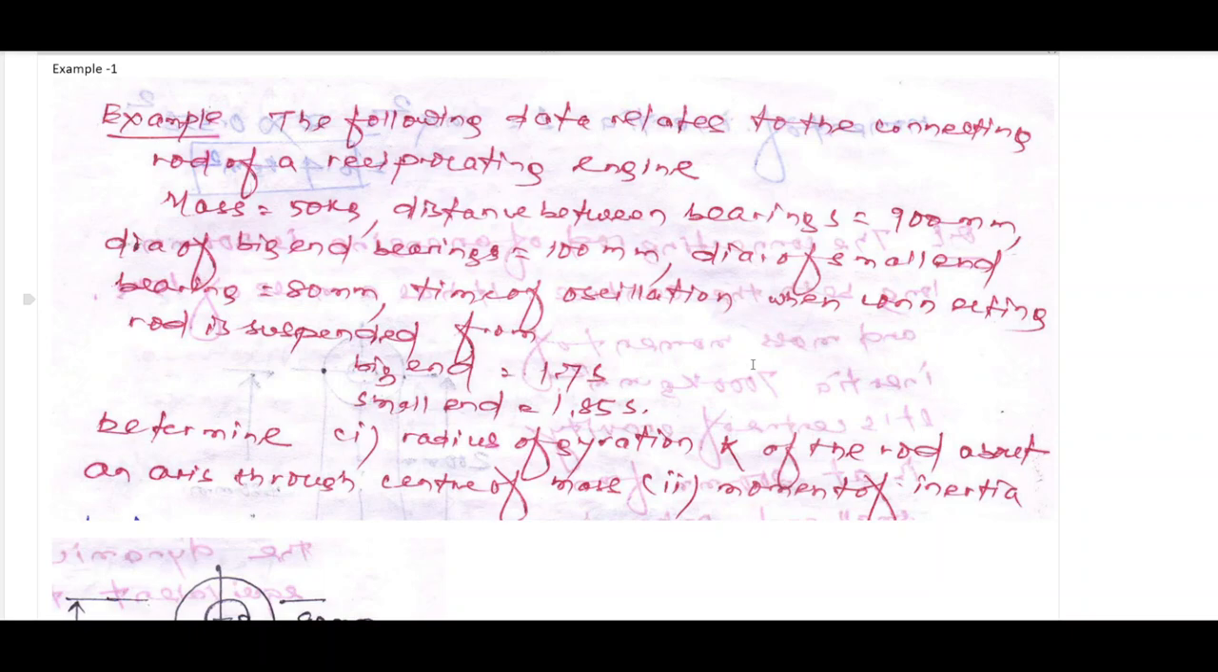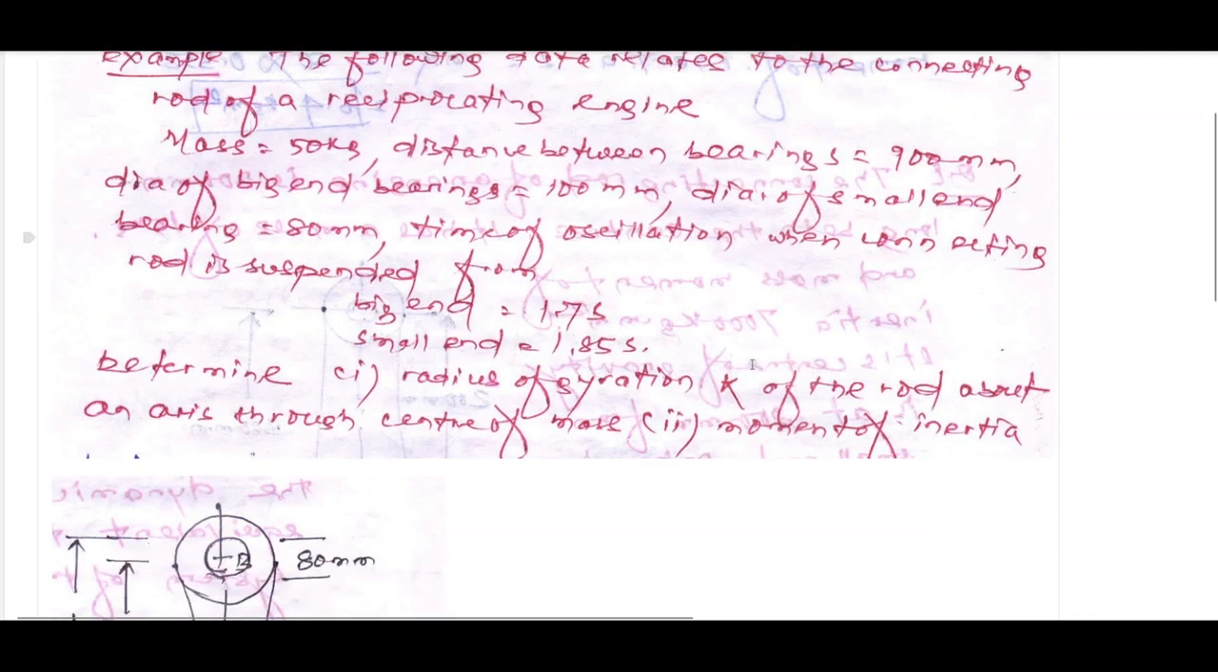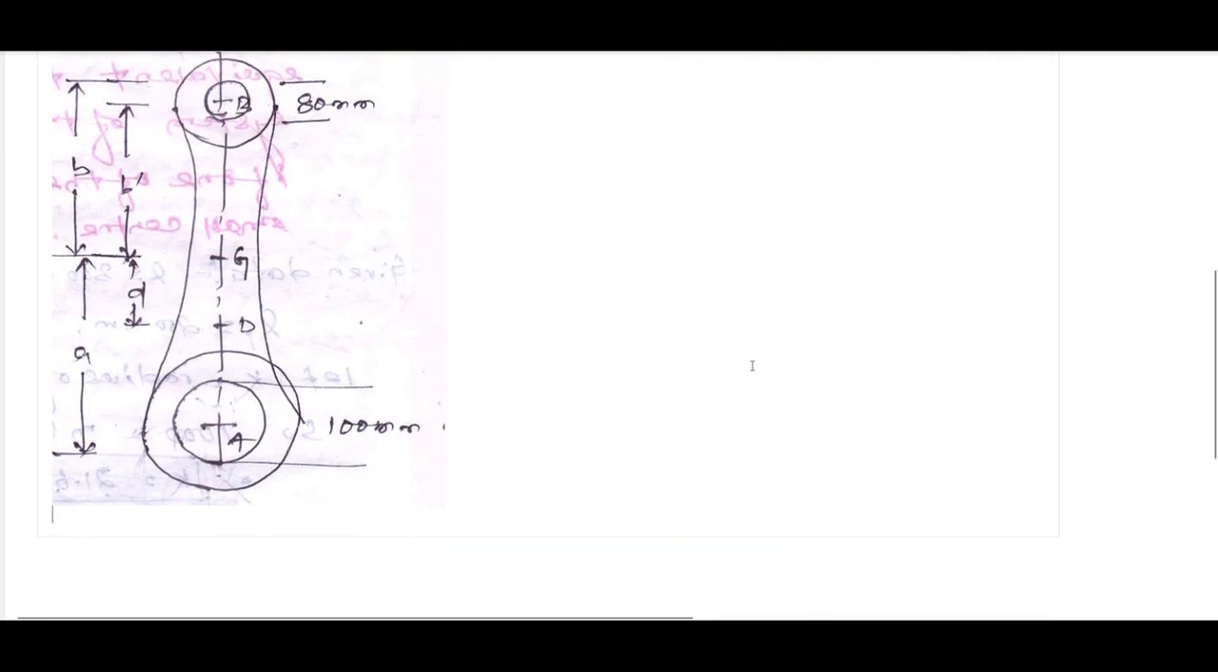Mass is given as 50 kg, distance between bearings 900 mm, diameter of the big end bearing is 100 mm, diameter of the small end bearing 80 mm. Time of oscillation when the connecting rod is suspended from the big end is 1.7 seconds, and when it is suspended from the small end it is 1.85 seconds. Determine the radius of gyration k of the connecting rod about an axis through the center of mass, and the moment of inertia. Here you can see the schematic of a connecting rod.